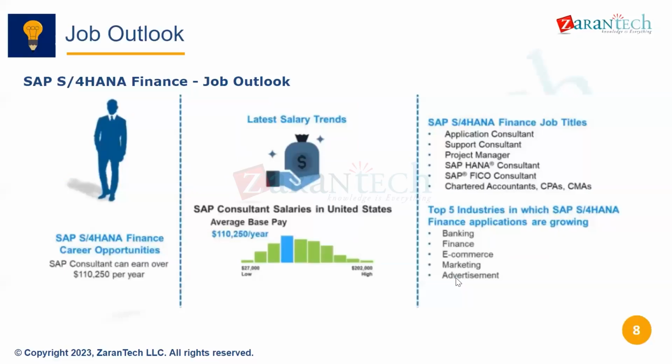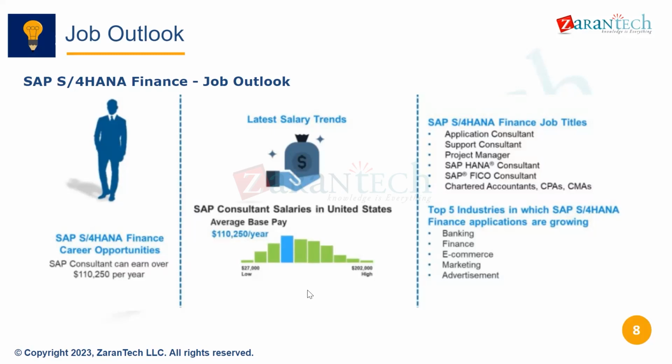So coming back to our job outlook, there are so many opportunities available in the market. The average salary of an SAP consultant, especially an FICO or S4HANA consultant, is 110,000 per year. You can see there are some people who have more experience. If your experience increases, the salary will also increase. The maximum is 220.